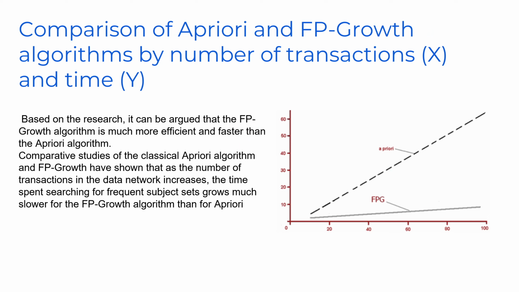Comparison of Apriori and FP growth algorithms by number of transactions, x, and time, y. Based on the research, it can be argued that the FP growth algorithm is much more efficient and faster than the Apriori algorithm. Comparative studies of the classical Apriori algorithm and FP growth have shown that as the number of transactions in the database increases, the time spent searching for frequent itemsets grows much slower for the FP growth algorithm than for Apriori.